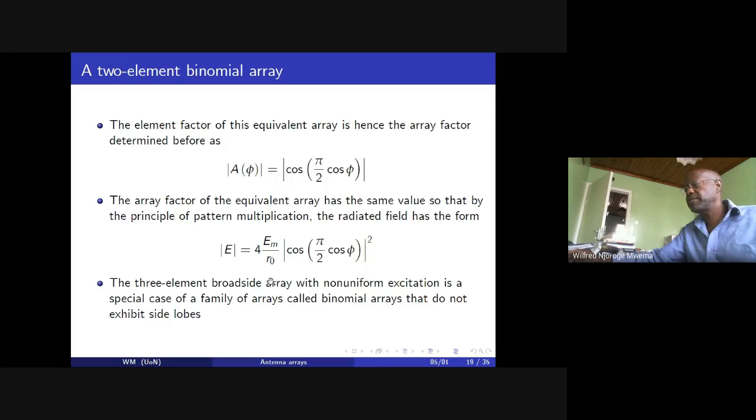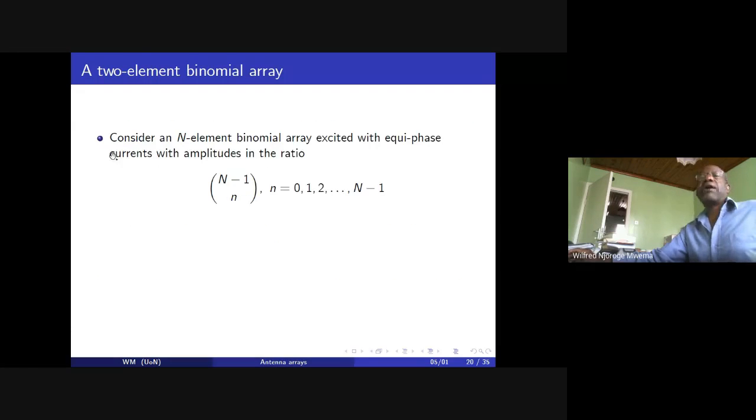So the 3-element broadside array with non-uniform excitation is a special case of a family of arrays that are called binomial arrays, and that do not exhibit any side lobes. So now we are going to specialize this to a larger value, where we have n elements, all excited in a binomial way. That is a binomial array excited with equiphase currents with amplitudes in that ratio. That is the combinational ratio, where n is equal to 0, 1, 2, and so forth.